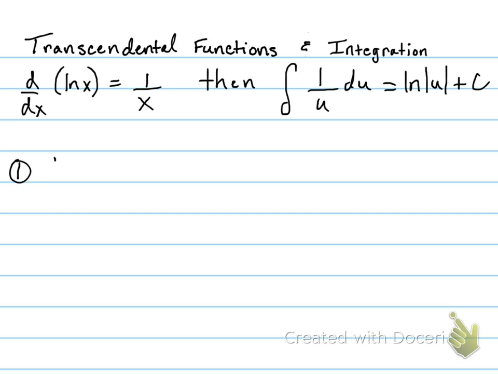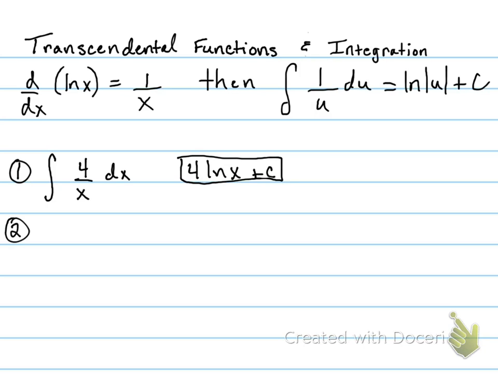Let's look at the first example, where we just have the integral of 4 over x dx. Anytime I see an x in the bottom, or a jumbled bunch of stuff in the bottom of a fraction, I can automatically think of that as a natural log type function. So I know that this one is just going to be 4 ln of x plus c. And that is what that one integrates to, from our pattern from above.